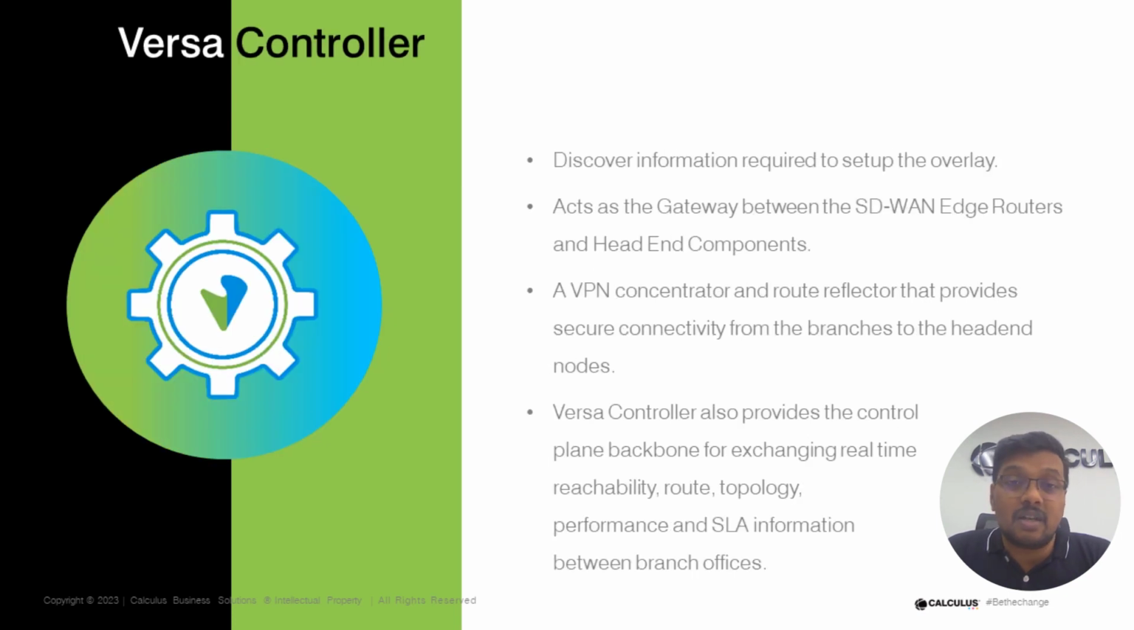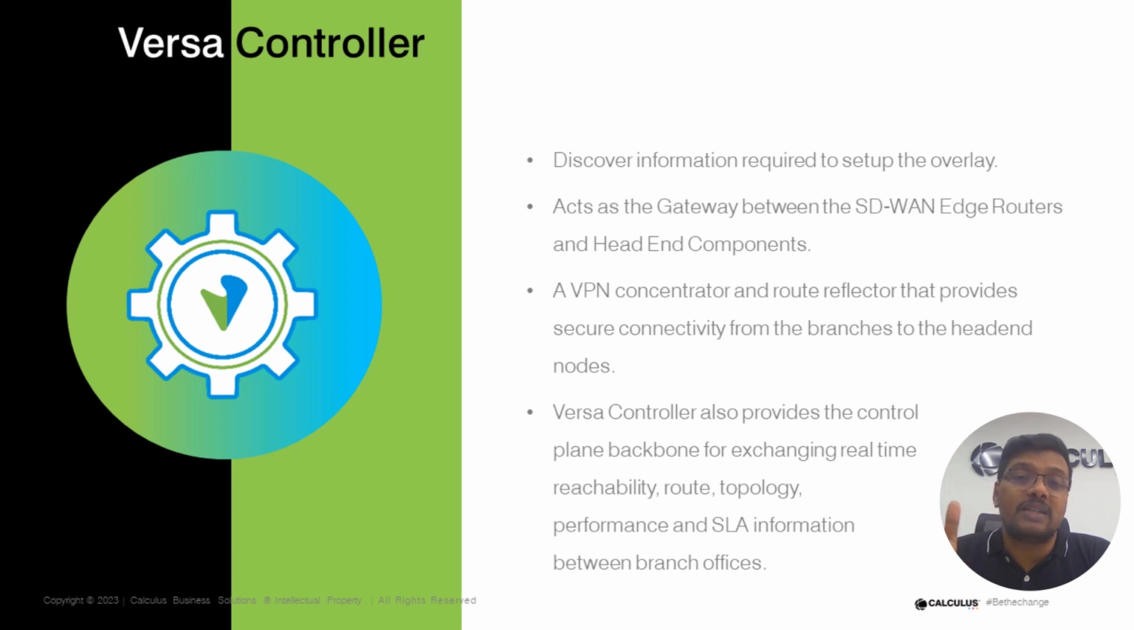Next, the Versa Controller. The Versa Controller is one of the critical components of a Versa SD-WAN solution. Any new edge routers that are being onboarded will try to establish a secure channel with the controller, and then from there they should be able to reach the director to get the complete configuration. You can say that the controller also acts as a VPN concentrator and route reflector that provides secure connectivity from branches to the head-end nodes.